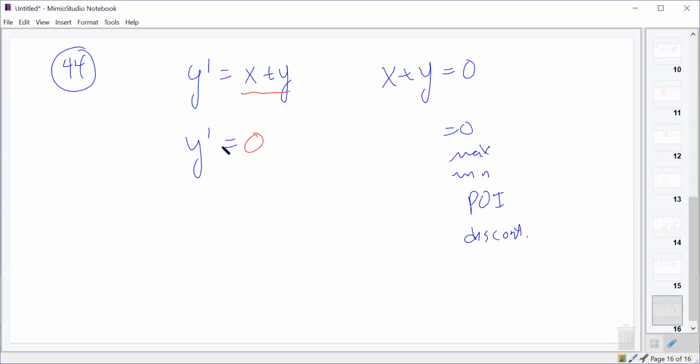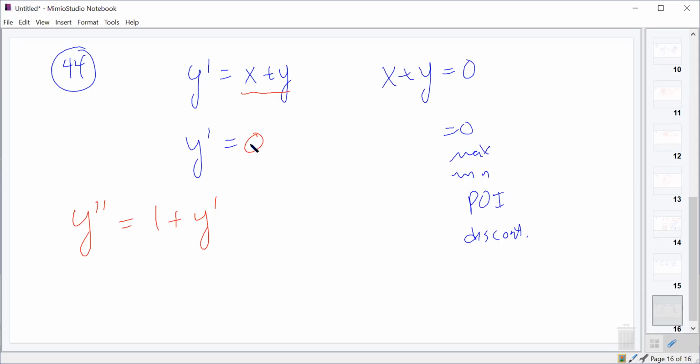Or if it has a discontinuity there, it wouldn't be a discontinuity because the derivative exists. It could potentially be a point of inflection depending on what the second derivative was. What's the second derivative? Let's just look at the second derivative. The second derivative ought to be 1 plus y prime.